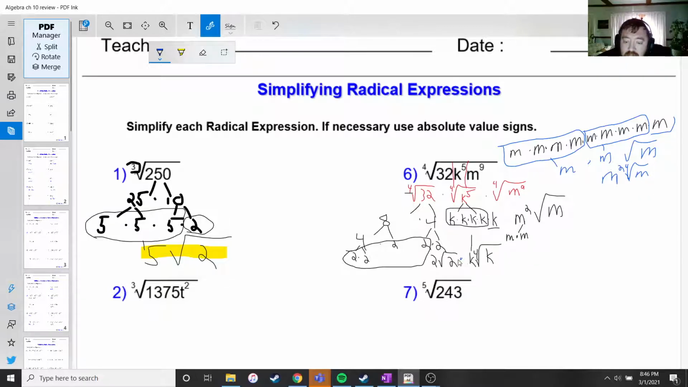So now I have 2 times k, the quad root of k, times m squared, quad root of m. I want to combine all of these, so it's going to be 2 times k times m squared, quad root of 2 k m. So this over here would be our final answer.